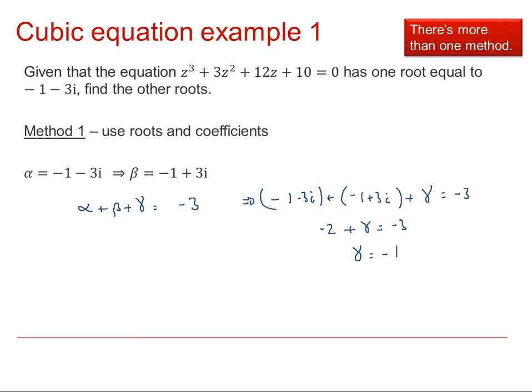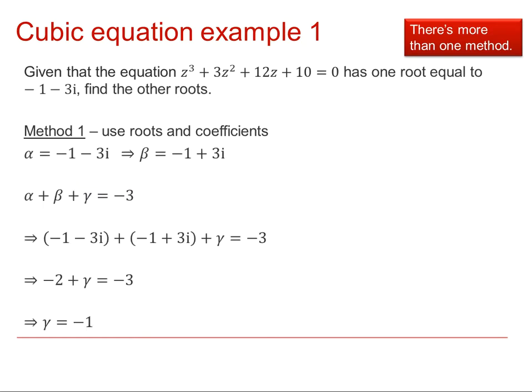So the roots are in total the one that we're given, -1 minus 3i, and the other root is the conjugate of that, -1 plus 3i, and finally the real one, which is gamma, which is -1. And there again it is written out for you, so you can pause this and make sure you're happy with that solution.